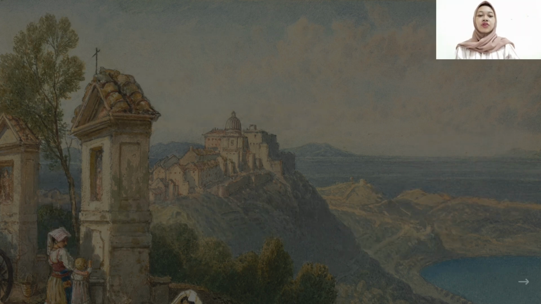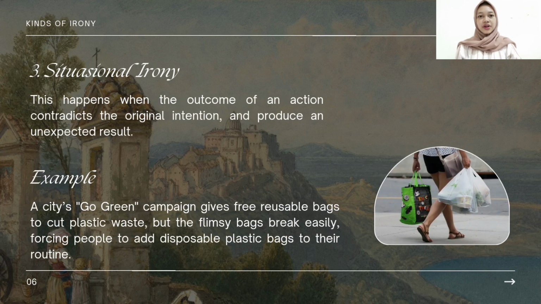Number three, situational irony. This happens when the outcome of an action contradicts the original intention and produces an unexpected result. We can find this kind of irony in real life, for example, a city's Go Green campaign gives free reusable bags to cut plastic waste, but the flimsy bags break easily, forcing people to add disposable plastic bags to the routine.